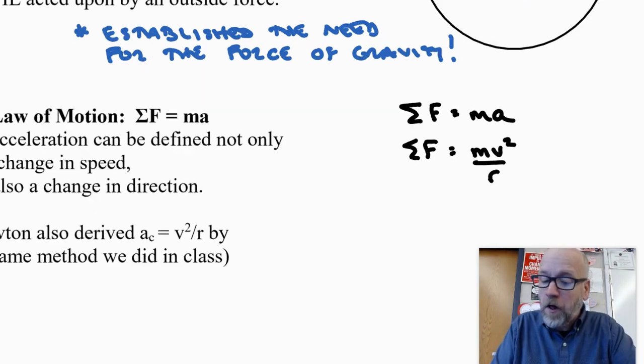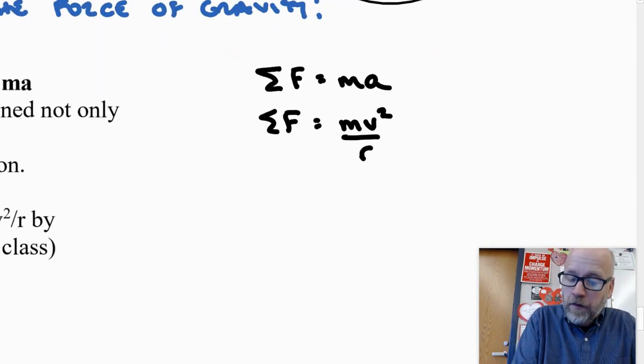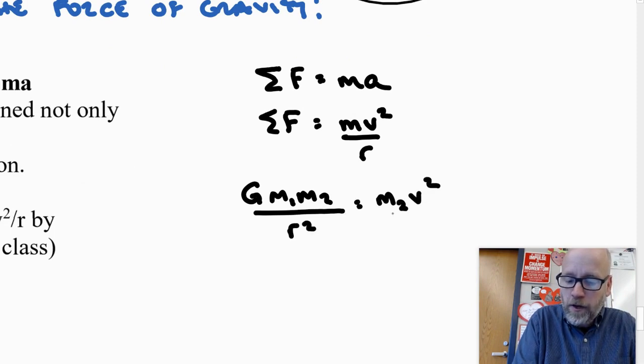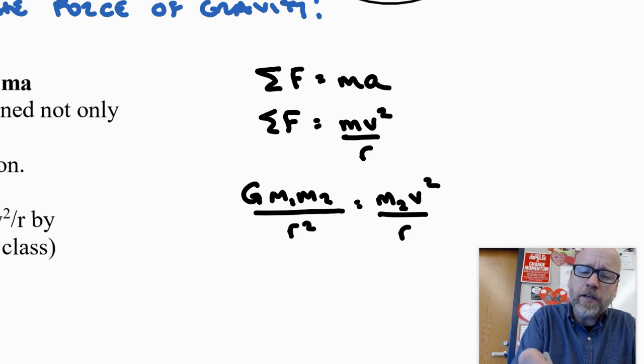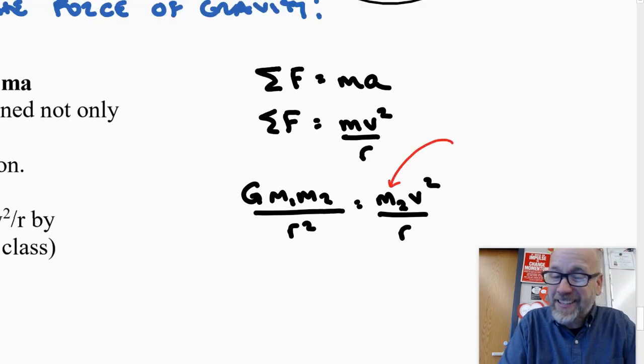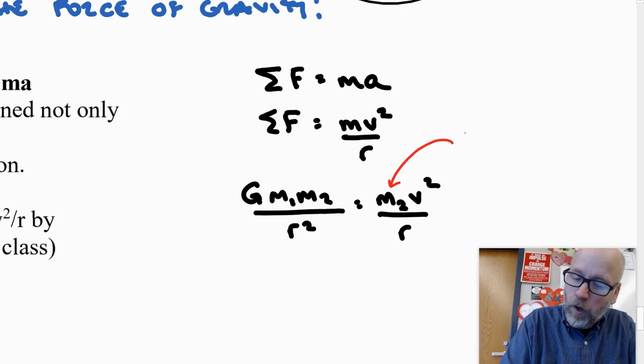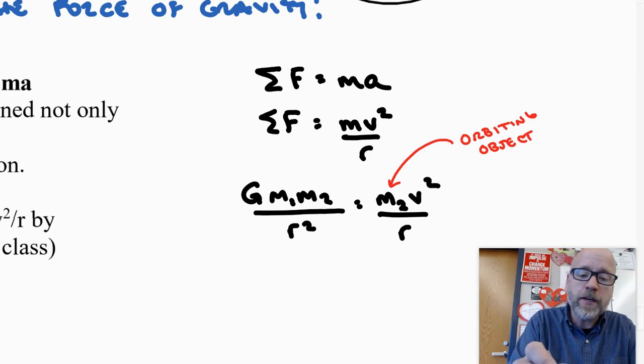Okay? Now, the force that he is talking about is the force of gravity. G m1 m2 over r squared causes mass 2 to go in a circle. See, what I did there was I just made m2, the object that's accelerating, the orbiting mass. That's the one that has the acceleration in this problem. Okay? So for a planet, that would be the mass of the planet. All right.